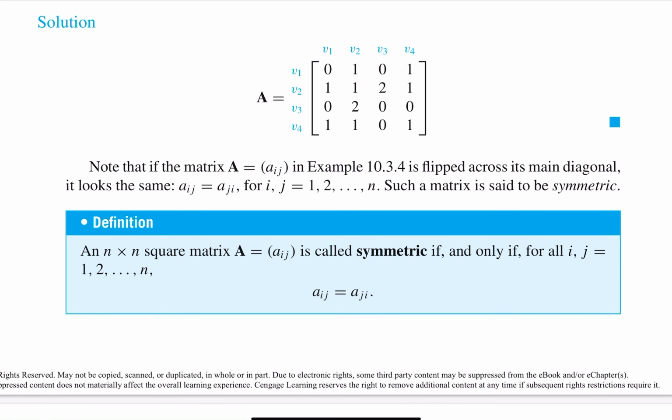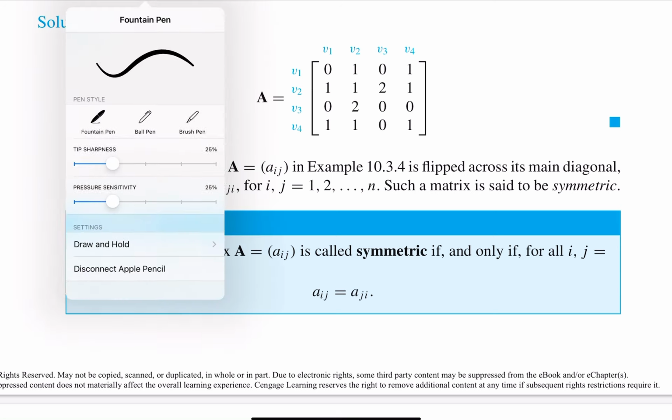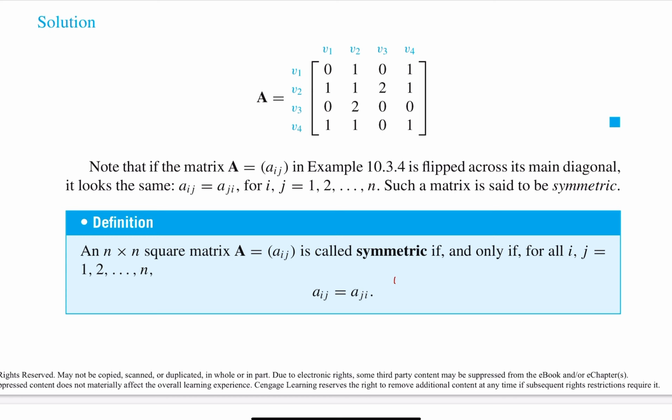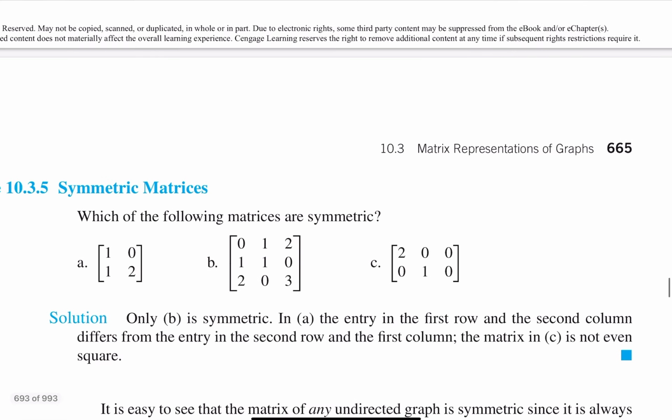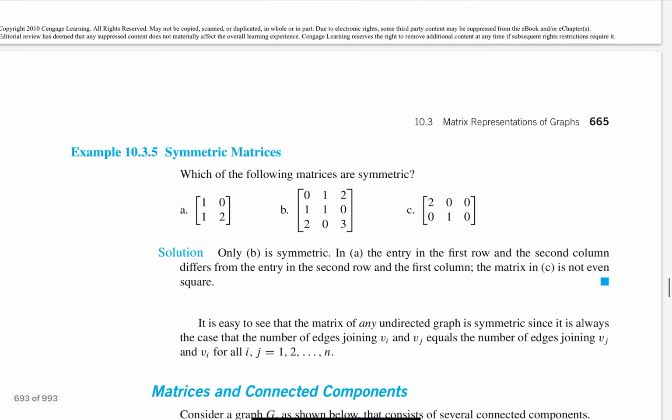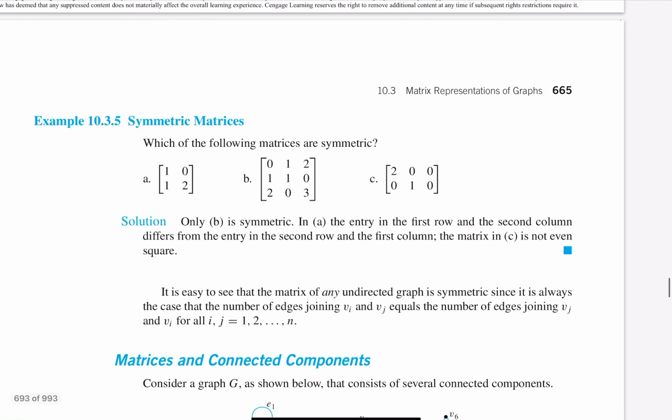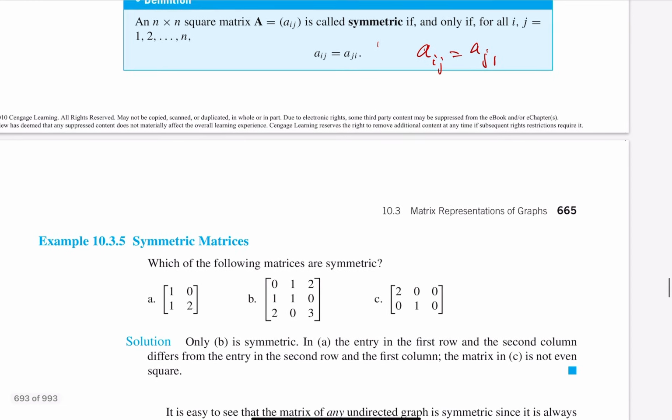And now the symmetric. Let me talk to you about the symmetric. Symmetric, I think you already know that because you took linear algebra. A matrix is symmetric if, for i and j going from 1 to n, a_ij is equal to a_ji. Let me give you one example here.